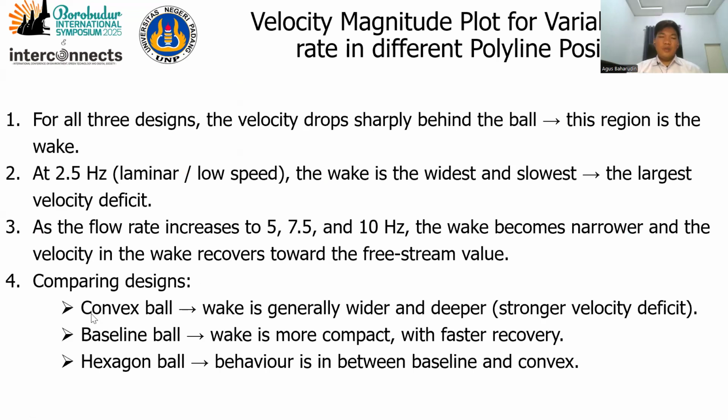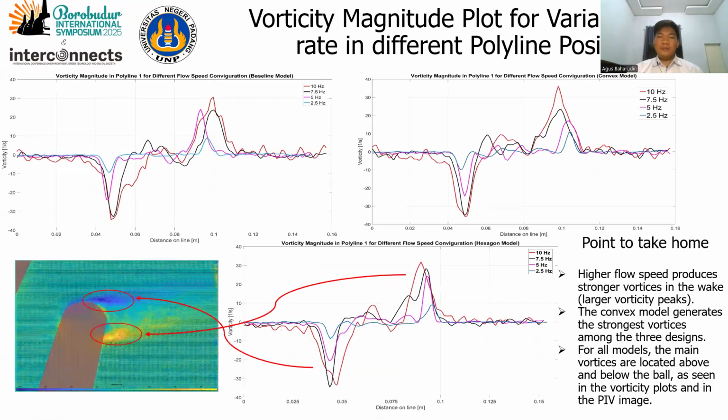free stream value. For the convex ball, the wake is generally wider and deeper, and again, it will create more drag. However, in the baseline, the wake is more compact and with faster recovery. This is still the favorite condition for the golf ball.